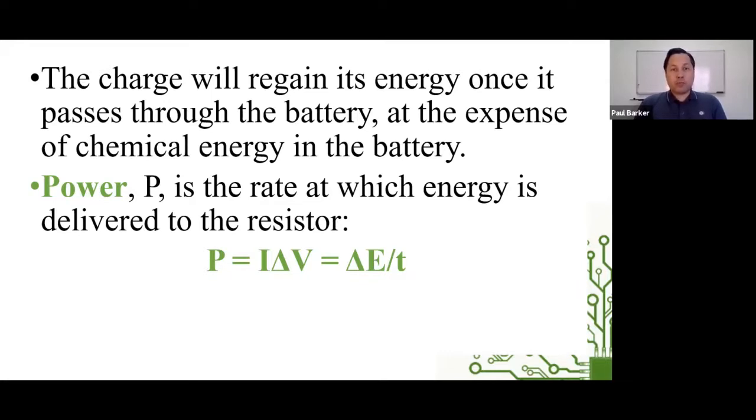Now power, whose symbol is P, is the rate at which energy is delivered to the resistor. So power P is equal to I, the current in amperes, multiplied by the potential difference, which is measured in volts. That also equals energy over time. So that is how much power it is. Now, energy over time is worth discussing a little bit.